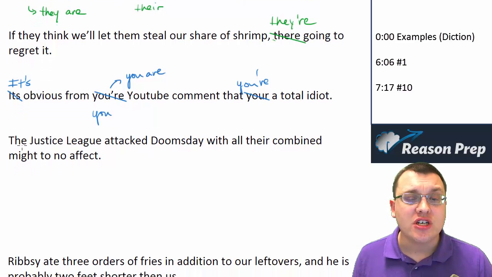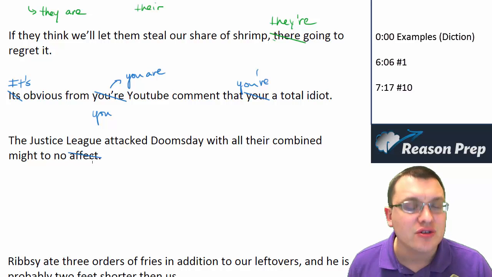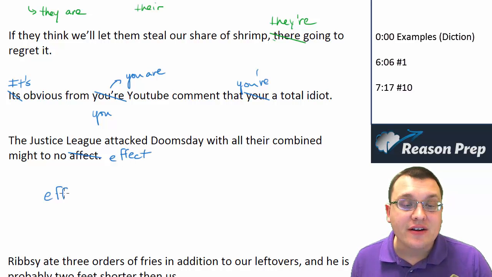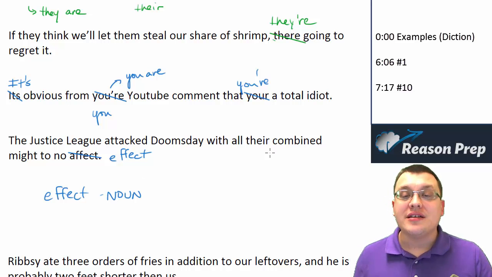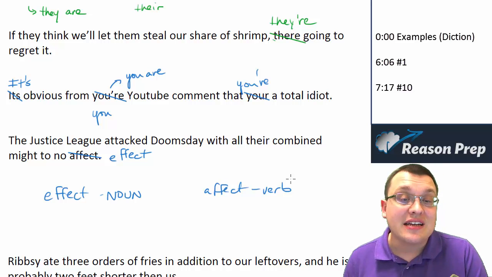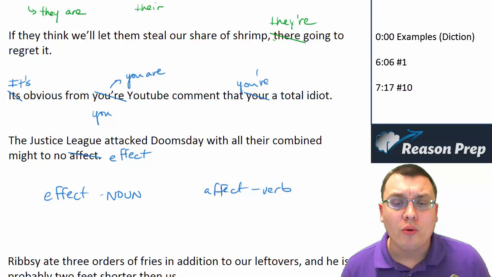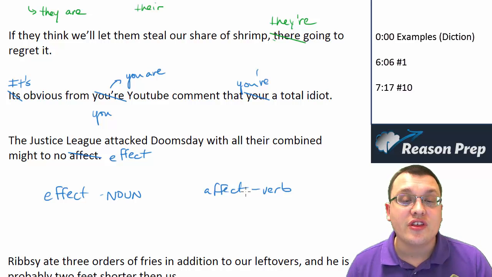Last one here. The Justice League attacked Doomsday with all their combined might to no effect. This one's a little bit tricky. Affect here is the wrong affect. We need the effect with an E. Why? Well, basically, effect with an E is the noun version, right? To have an effect, for example, right? Whereas affect is the verb version. So effect with an E is the noun, which is what we want here. To no effect, E. Affect with an A is the verb version. So if you wanted to change the sentence to use affect properly with an A, you'd say the Justice League could not affect Doomsday with all their combined might.